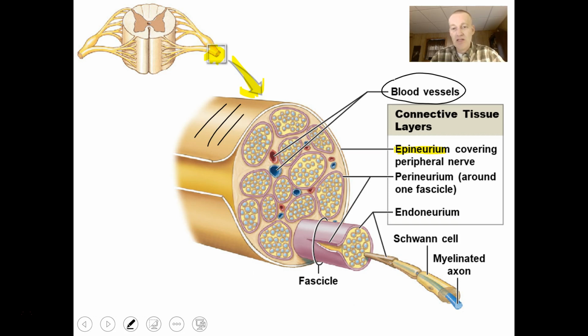If we look a little bit deeper, we have a perineurium that's around a fascicle. So this particular thing right here is a fascicle. It's a bundle of axons from nerve cells. So the perineurium is going to cover the bundles, the fascicles. And in between each of those fascicles, there are going to be lots of blood vessels that are going to service and feed.